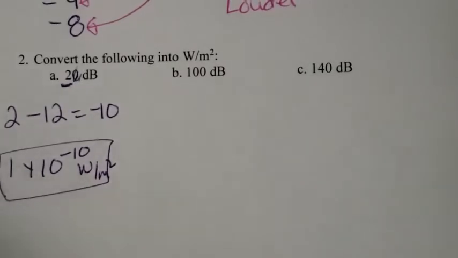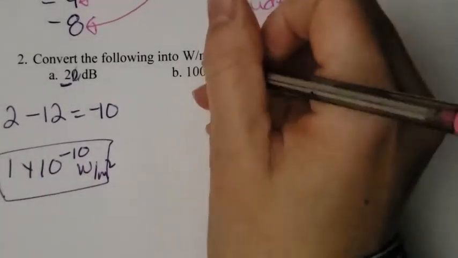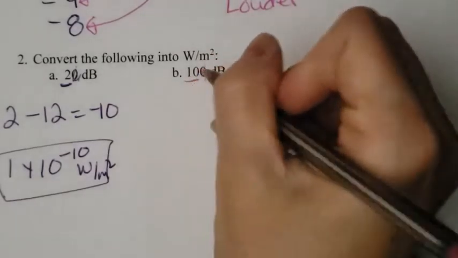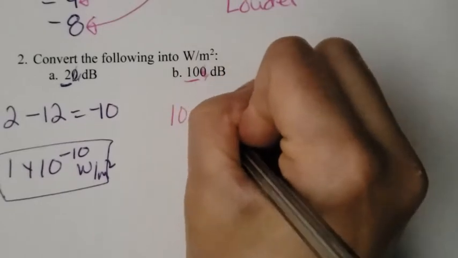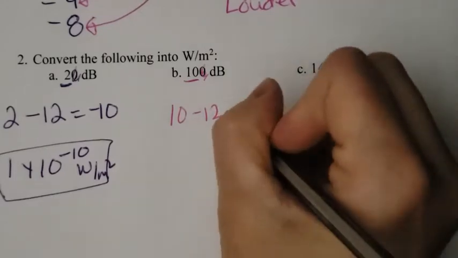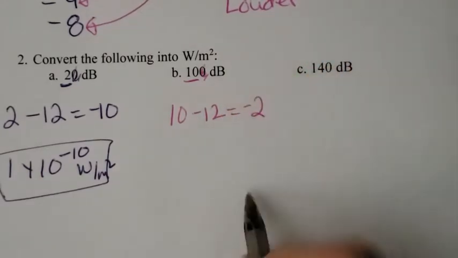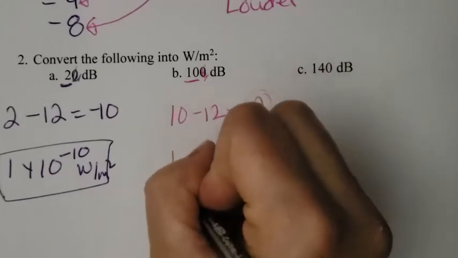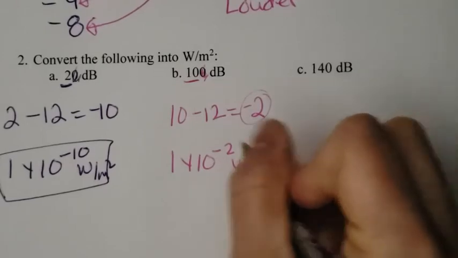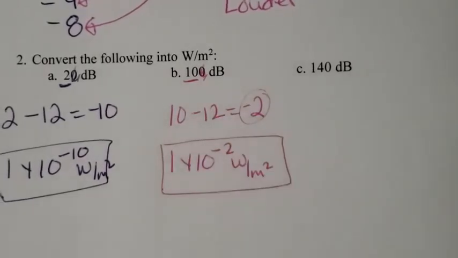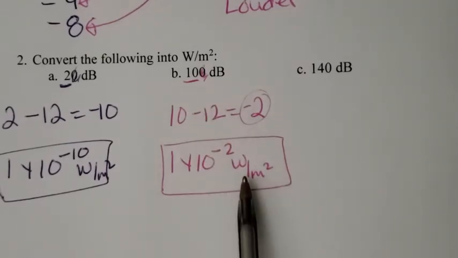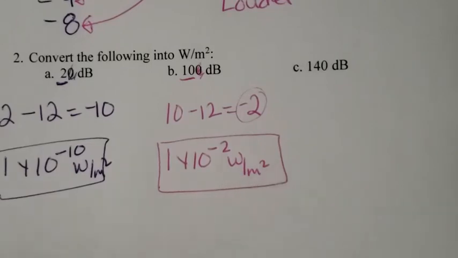Let's try that again. You ignore the last 0. What does that leave us with? 10. So you go 10, subtract 12. Again, we're always subtracting 12. It's always a difference of 12. That gives me negative 2. This is our new exponent. We write down 1 times 10 to the negative 2 watts per meter squared. There's our answer. To convert from decibels to watts per meter squared, all we have to do is subtract 12, and that gives us our new exponent.